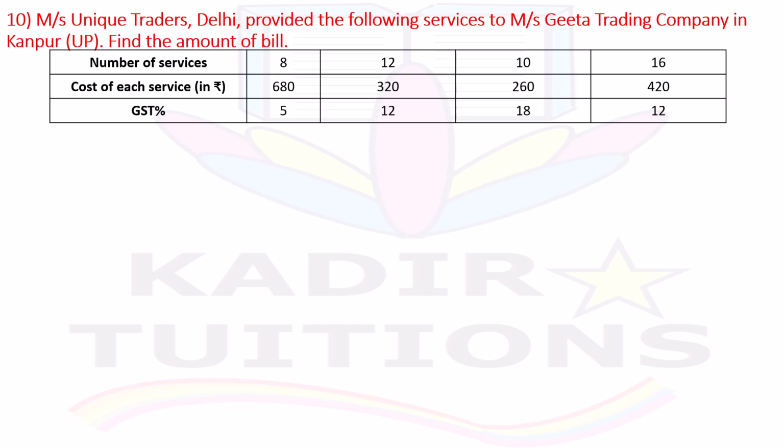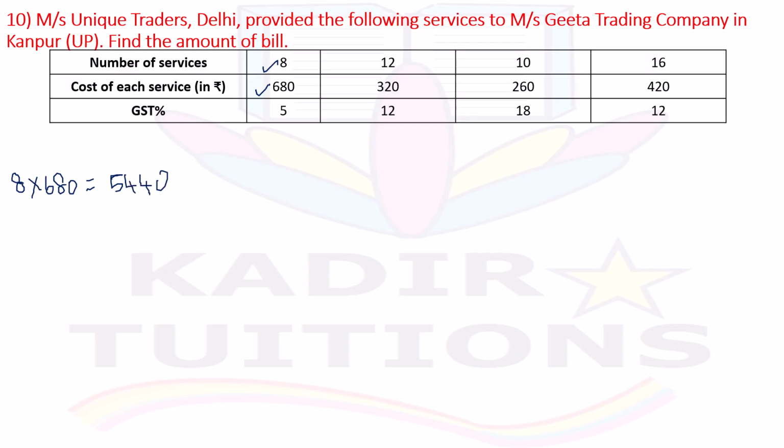So what are the things? Services. See, in the first column, it's the number of services. Okay. So the number of services is 8 and for each service, the cost is 680. So obviously we need to multiply, then only we'll get the total amount. So 8 into 680, you will be getting the answer as 5,440.